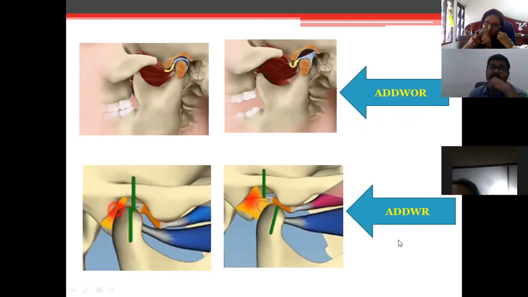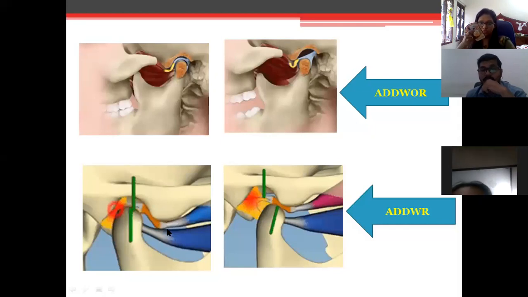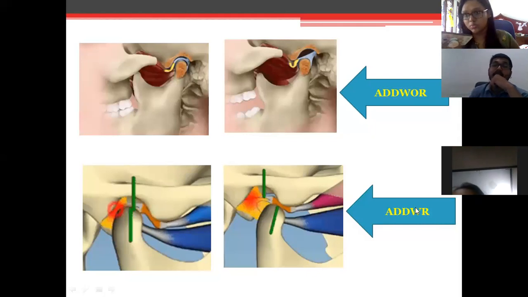So what happens in anterior disc displacement with reduction? Your disc is already displaced, as I said, anteriorly. When the patient tries to open the mouth, the disc will go first, and just behind that, your mandibular condyle will come. At one point, the disc will stop and the disc will reduce. That is why it is called with reduction. So what is reducing here? Your articular disc is reducing.